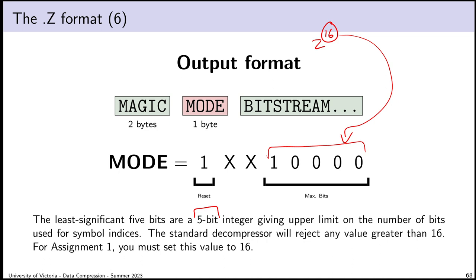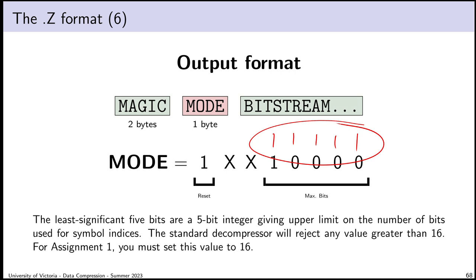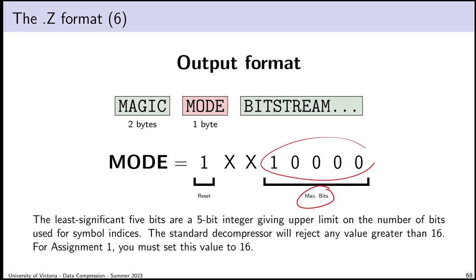You might look at this and say, hey, wait a minute, if that's a 5-bit number, couldn't I just set it to 11111 to use 31 bits? Nope, sorry, because the decompressor doesn't like that. The decompressor, for some reason, will reject any max bit value greater than 16. Although I would like it if we could use a symbol table size of 31 bits at most, because that is pretty huge and I would be able to get a lot of symbols in a table of that size, the decompressor won't do it. The standard decompressor at least will give you an error and reject any value greater than 16. Because we want to use the standard decompressor, because I know you probably don't want to write your own decompressor, we're sort of stuck with it. So on assignment one, you are required to use 16.